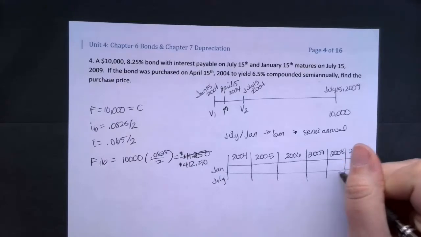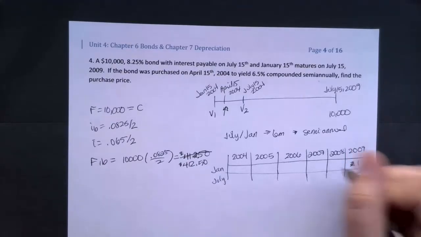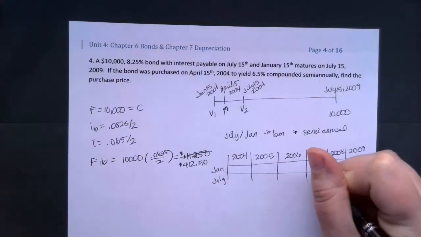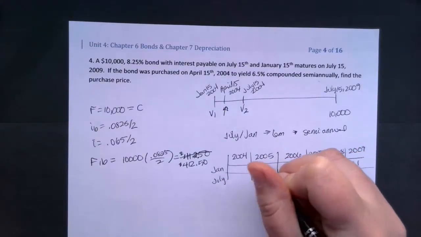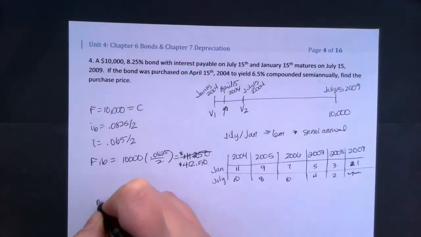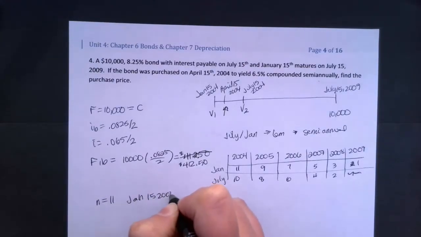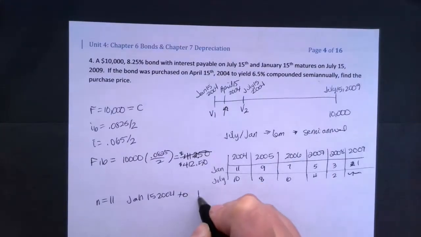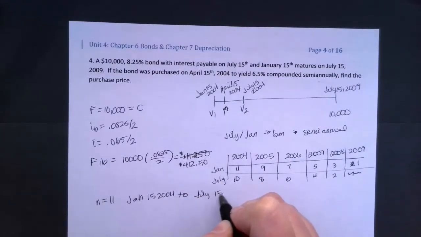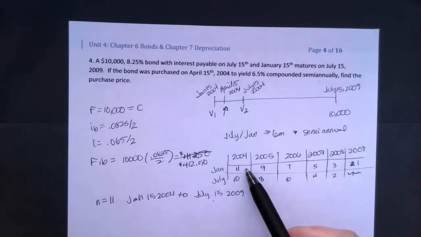So 1, 2, wait, we wouldn't make any here. This would be 1, 2, 3, 4, 5, 6, 7, 8, 9, 10, 11. Okay, so that means N is 11 for January 15th, 2004 to July 15th, 2009, because that makes sense, because it's really 5 full years, including both years, minus 1, because again, we're not going to make any money this day.